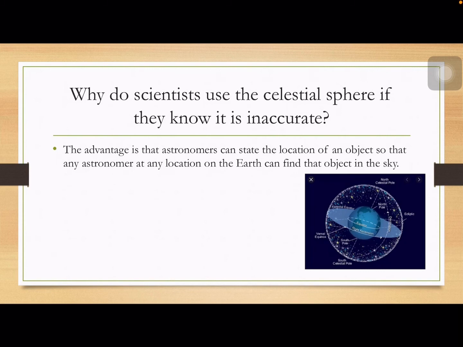Why do scientists use the celestial sphere if they know it is inaccurate? The advantage is that astronomers can state the location of an object so that any astronomer at any location on the Earth can find that object in the sky.